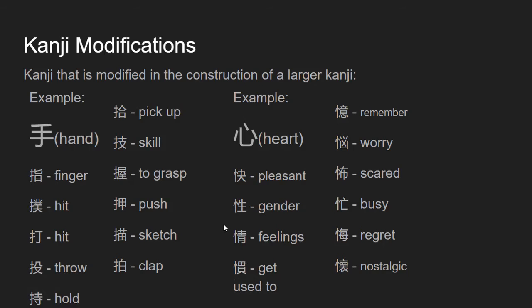Now, kanji modifications. We did cover te, hand, when we were looking at finger, and you can see the hand is modified and attached to this to make your finger. Now you can look at this one, which means to hit. You can presume that's someone hitting someone with the hand. Throw, again, you're using your hand to throw something. The kanji for hold at the bottom, again, you're using your hand to hold something, to pick up.